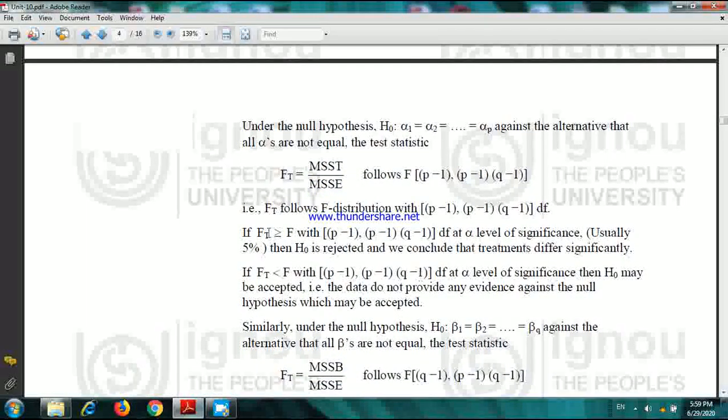Now if Ft, the calculated value of F, becomes greater than the tabulated value of F with these degrees of freedom at alpha level of significance, then we reject the null hypothesis H naught. Rejecting H naught means we conclude that the treatments differ significantly. And if Ft becomes less than the tabulated value of F, then we accept the null hypothesis.